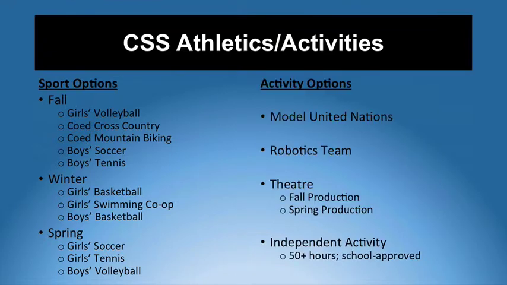In addition to sports, there are other ways students can get their athletics and activities credits. One is through Model UN. Students who are very deeply involved in this, going to all the meets, can earn credit through Model UN. Robotics, same thing. Theater, there are a couple performances each year, and students can also get activity credits for 50 plus hours of school approved and coached and or mentored activity.